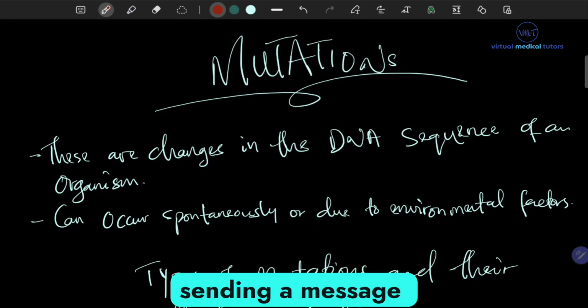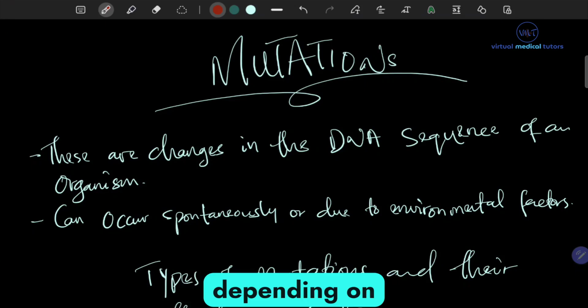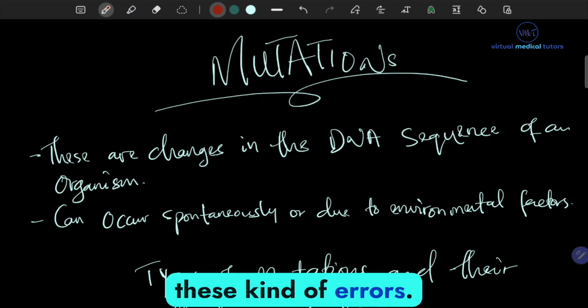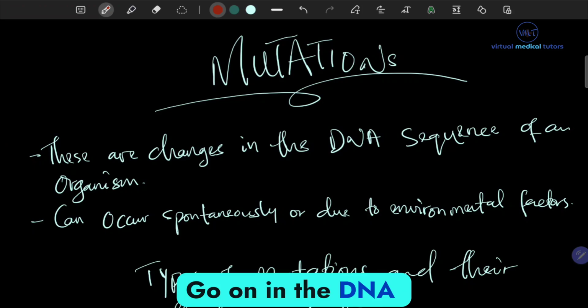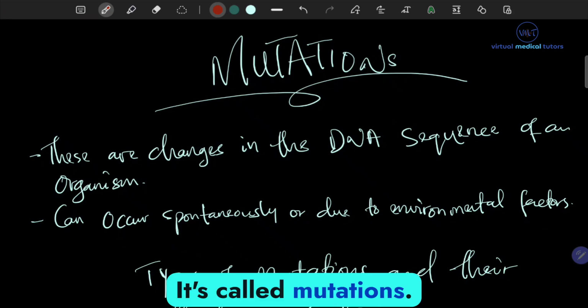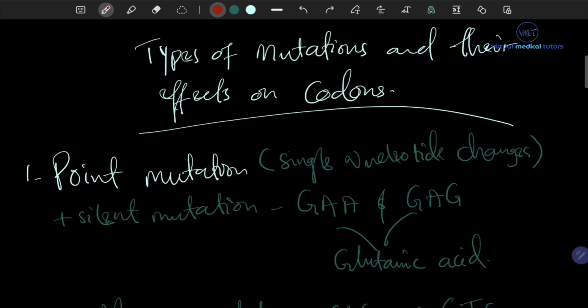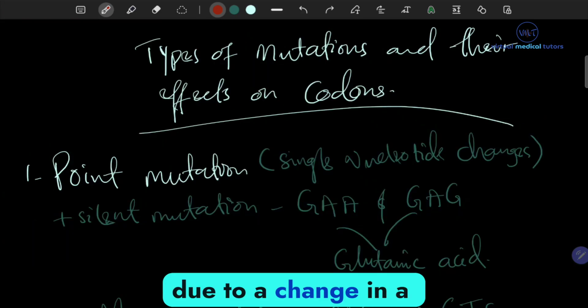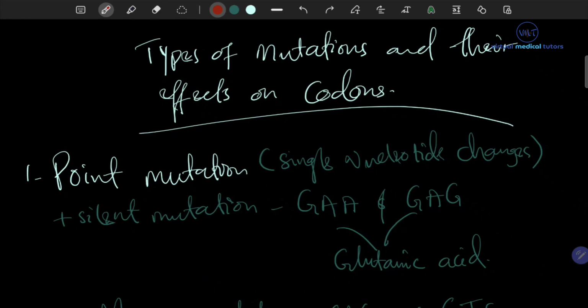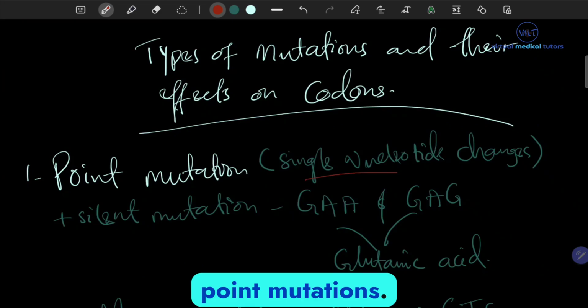Now imagine while sending a message you made a typographical error. This can lead to different kinds of catastrophe depending on who or what the message was intended for. This kind of error goes on in the DNA sequence as well, and it's called mutations. And this can affect codons directly. Mutations can be due to a change in a single nucleotide, and that's called point mutations. An example of point mutations is silent mutation.